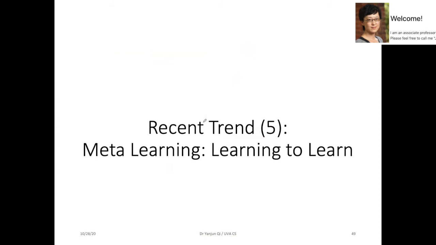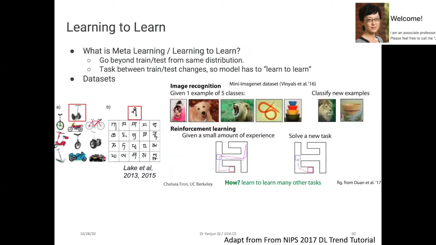Now let's talk about the fifth trend, which is learning to learn. What we mean by learning to learn is that it really goes beyond the traditional assumption that training and test data come from the same distribution. The tasks in the training and the tasks in the test are actually different from each other. So for example, you have a dog detector, and hopefully you want it to be able to detect maybe a cat. That's this kind of formulation.